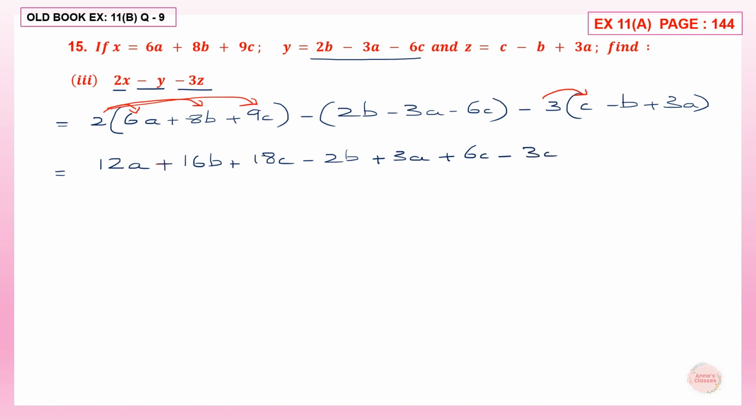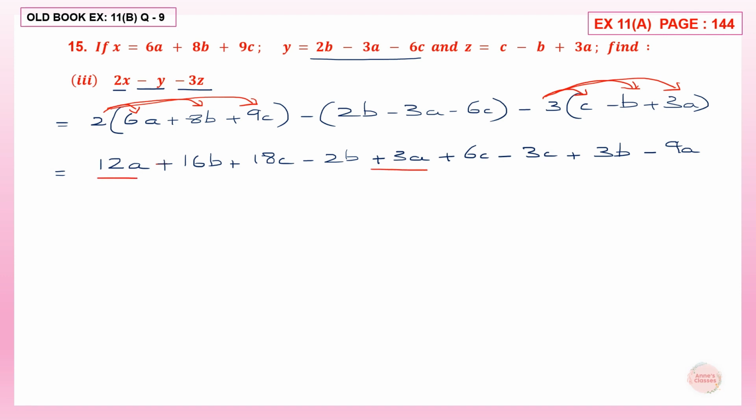Now multiply minus 3 into minus b. Sign minus into minus is plus. 3 into b is 3b. Multiply minus 3 into 3a. Minus into plus is minus. 3 3's are 9 and we have 9a. Now we can take all the like terms.